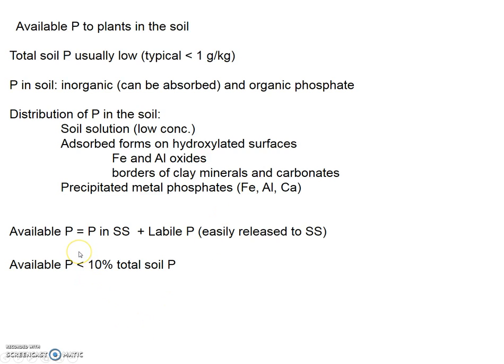Available phosphorus for the plant is usually considered as the sum of phosphorus in the soil solution plus labile phosphorus. And labile means easily released to the soil solution. Usually the available phosphorus is less than 10% of total soil phosphorus.